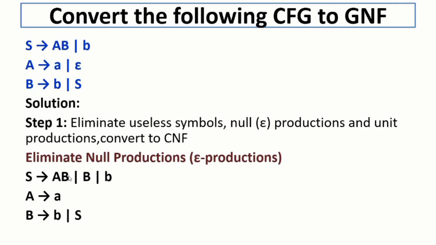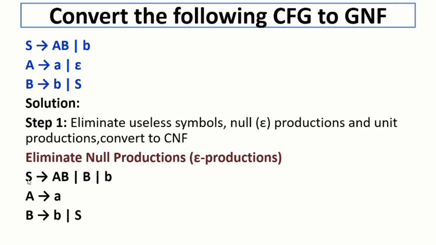S tends to A B, then add S tends to capital B, because A can be epsilon. Remaining production, S tends to terminal symbol b. Next, A tends to terminal symbol a, leave the symbol epsilon, and the last production B tends to terminal symbol b or non-terminal symbol capital S. Now the updated productions are S tends to non-terminal symbols A B or non-terminal symbol B or terminal symbol b. Next, A tends to terminal symbol a. Last, B tends to terminal symbol b or non-terminal symbol capital S.